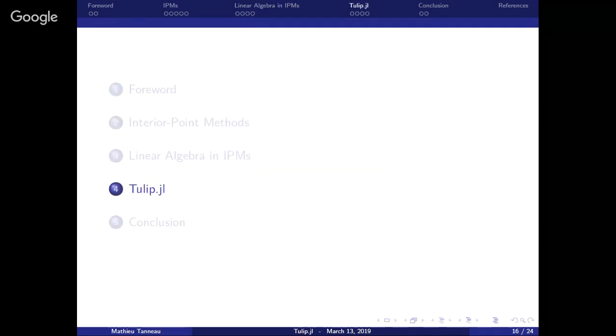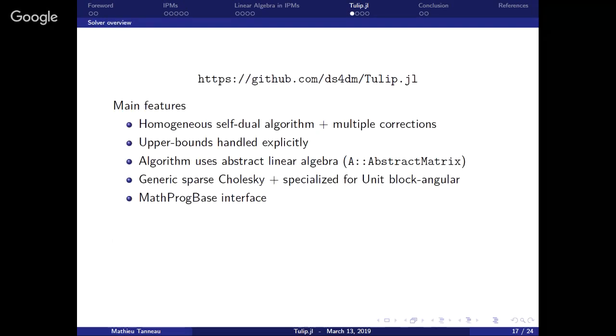So, summing it up and putting it all in a Julia package, I've coded this solver that is called Tulip. It's available online at this GitHub URL. I'm just going to list a few features that I think are the most important ones. It uses a homogeneous self-dual embedding and the method of multiple corrections. The upper bounds on variables are handled explicitly, which essentially allows me to default back to the same normal equation system all the time. And the algorithm itself only uses abstract linear algebra. So A in the algorithm is always going to be an abstract matrix.